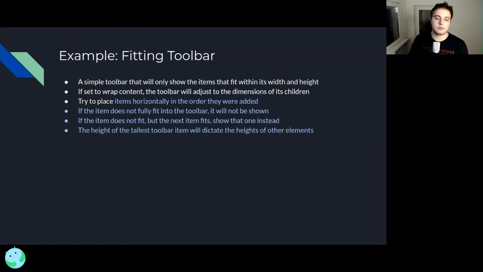And I added one thing just for fun. The height of the tallest toolbar item will dictate the height of the other elements. I mean, usually you will have unified items. This way, I just wanted you to be able to add any kind of view as an item. So if one view that's in there is large, I want the whole toolbar to be large and all the items to be large, so it doesn't look off, like one small and one large. You'll see in the implementation.